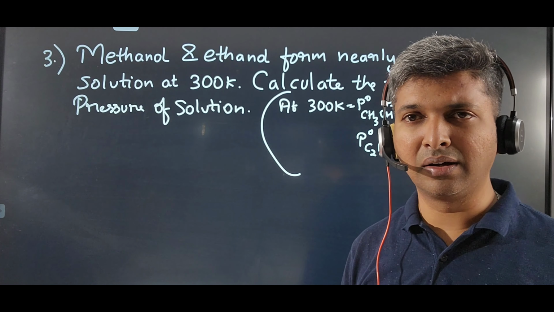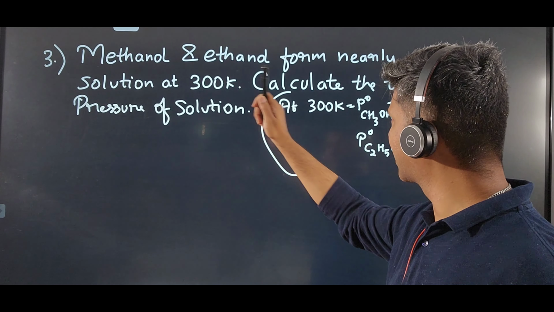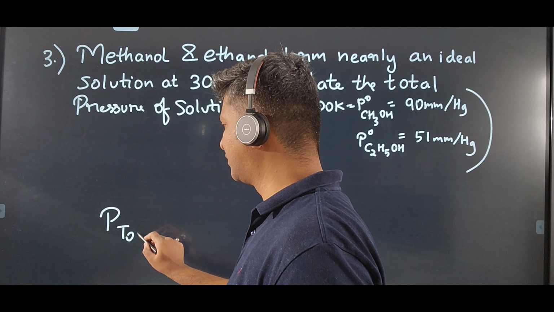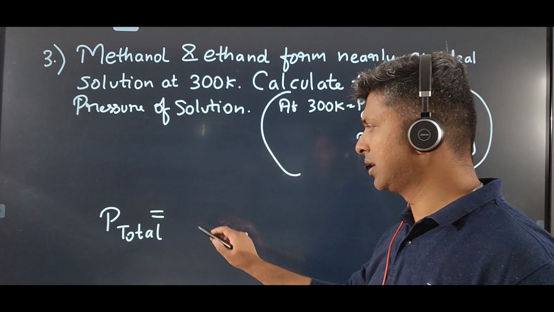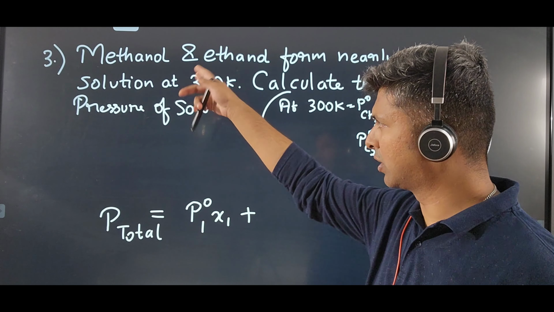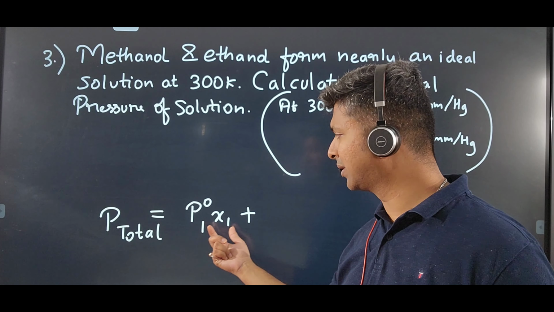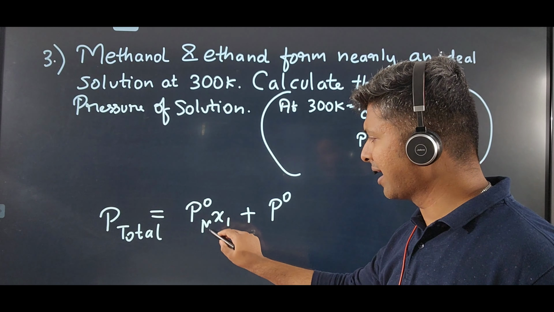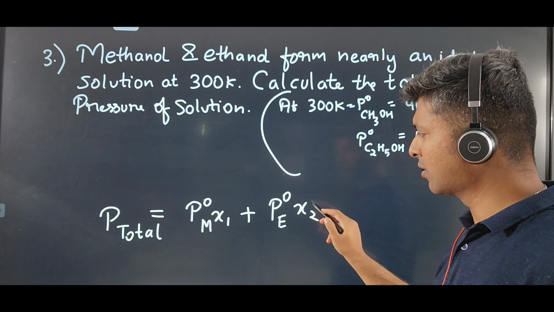So here we have methanol and ethanol solution. Methanol mixed with ethanol, they're forming an ideal solution at 300 Kelvin. Calculate the total pressure of solution. In Raoult's law, in part one of this series, I've shown you that the total vapor pressure is equivalent to P naught 1 x1. Now here you are mixing methanol and ethanol. So the individual vapor pressure of methanol multiplied by the mole fraction of methanol, plus the individual vapor pressure of ethanol multiplied by its mole fraction. Here I'll write M to indicate methanol, and this is ethanol.